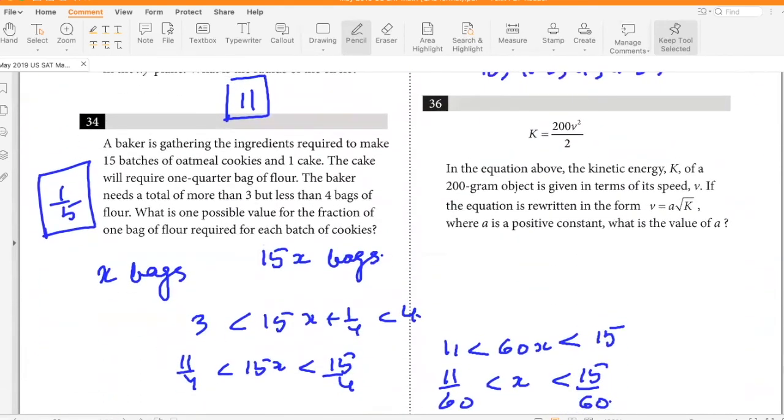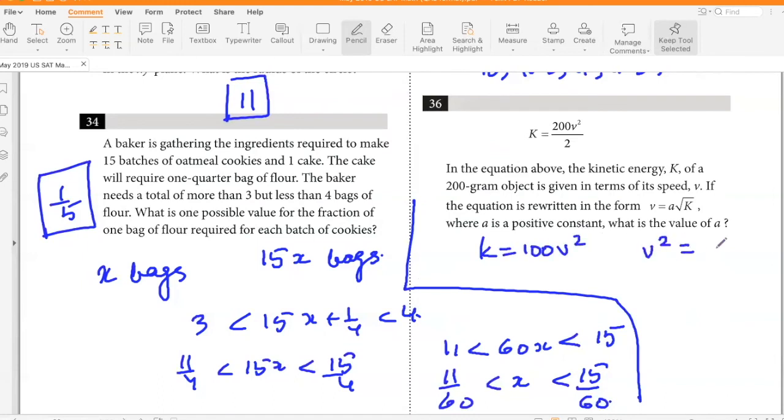In the equation above, the kinetic energy of a 200-gram object is given in terms of its speed. If the equation is written in the form of V is A root K, where A is a positive constant, what is the value of A? Okay, so K is 100 V squared. So V squared is K by 100. So V is 1 by 10 root K. So A is 1 by 10.